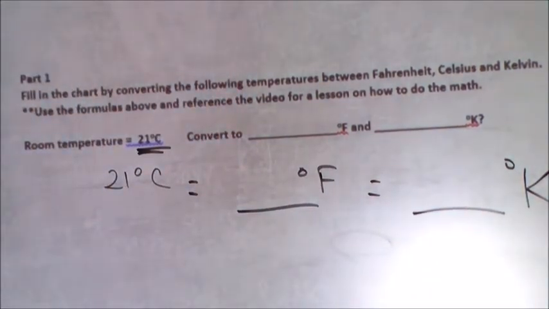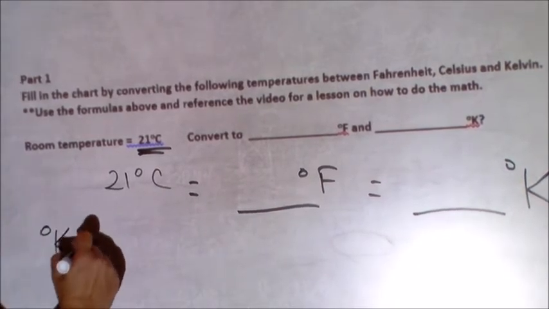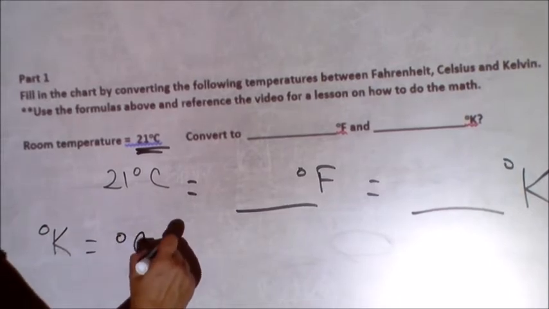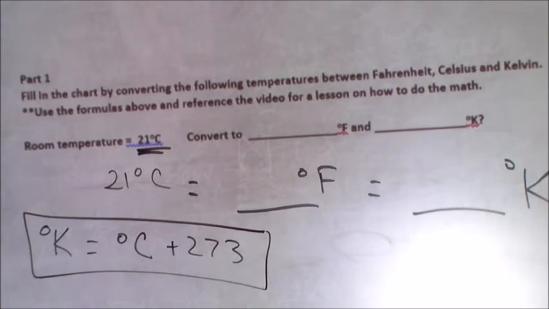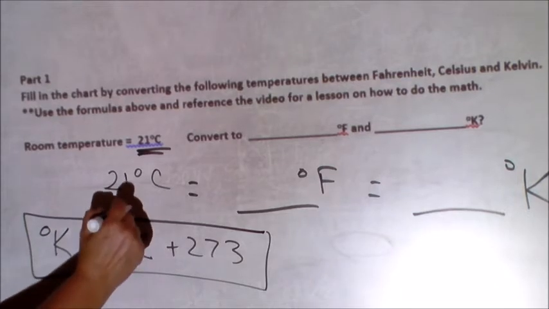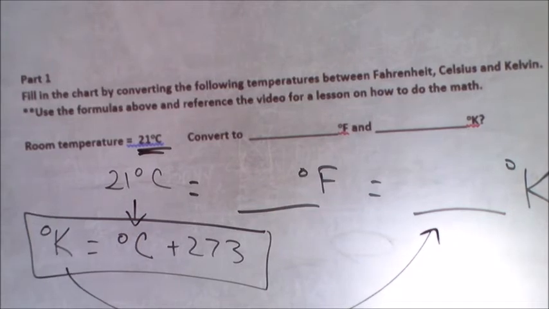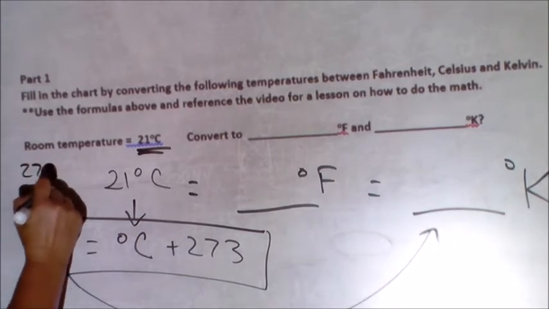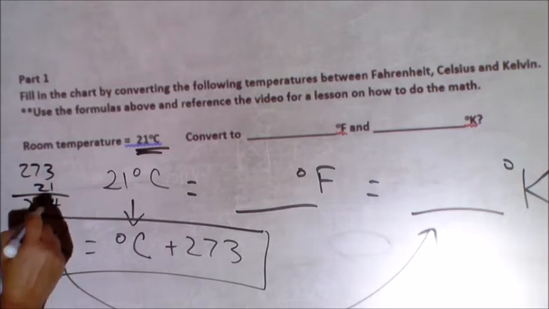So I'm going to use the equation. I know that degrees Kelvin is equal to degrees Celsius plus 273. I know that from the formulas. So I'm really just going to plug that in. This one is simple to me. I know my Celsius, I just have to add 273, and then I'll know Kelvin. 273 plus 21 is 294 degrees Kelvin.